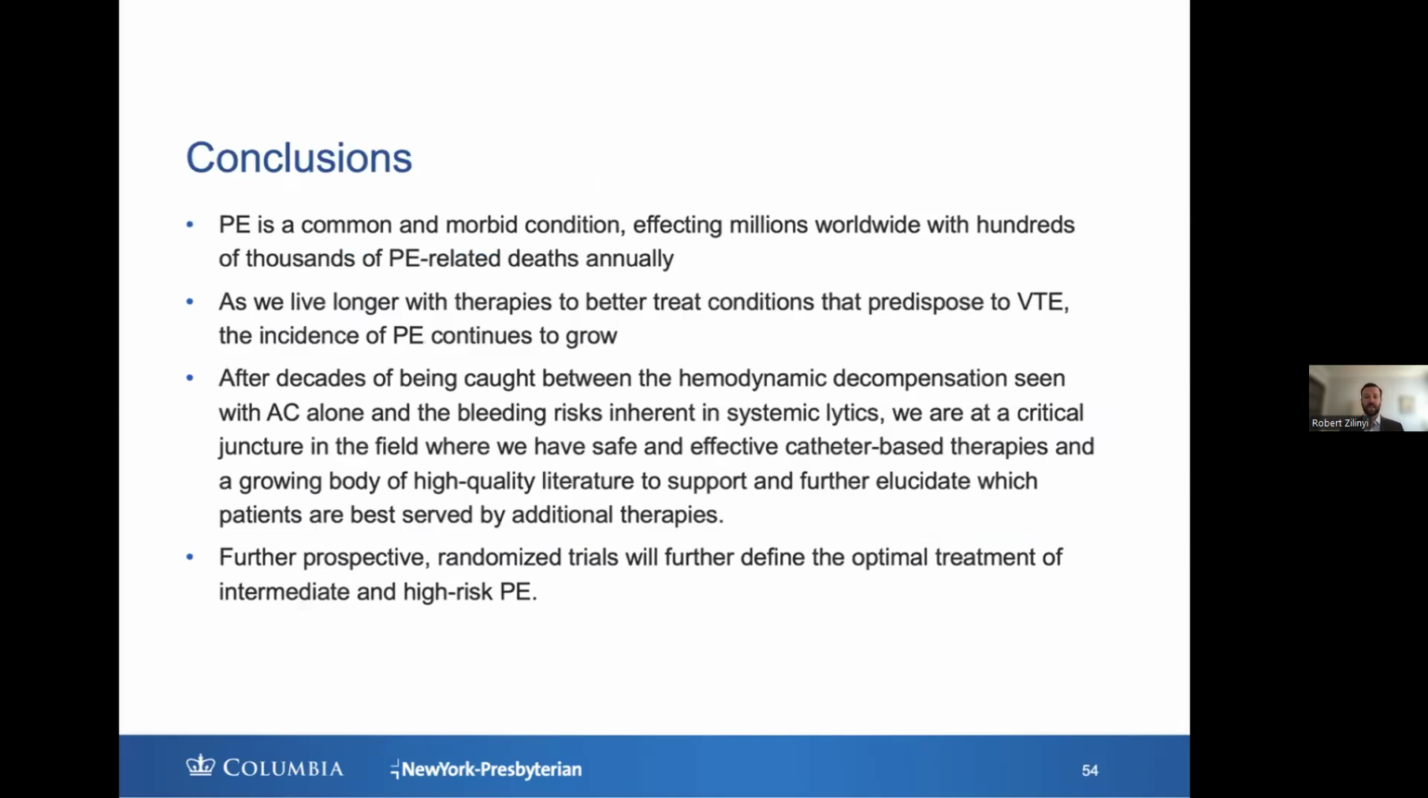So, in conclusion, PE is a common and morbid condition affecting millions worldwide, with hundreds of thousands of PE-related deaths annually. As we live longer with therapies to better treat conditions that predispose to VTE, the incidence of PE continues to grow. And after decades of being caught between the hemodynamic decompensation seen with anticoagulation alone and the bleeding risks inherent in systemic lytics, we're at a critical juncture in the field where we have safe and effective catheter-based therapies and a growing body of high quality literature to support and further elucidate which patients are best served by additional therapies. We do need further prospective randomized trials to further delineate and define the optimal treatment of intermediate risk and high risk PE.